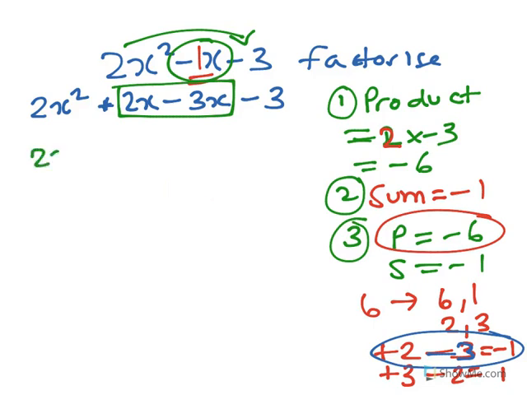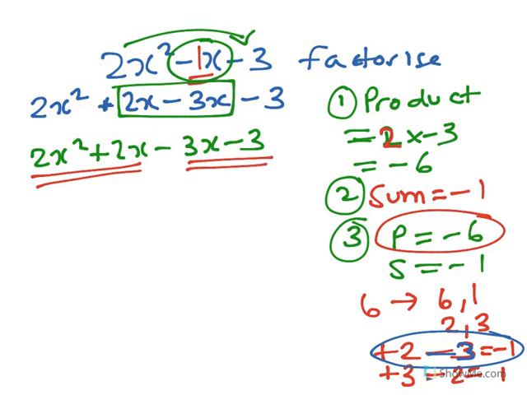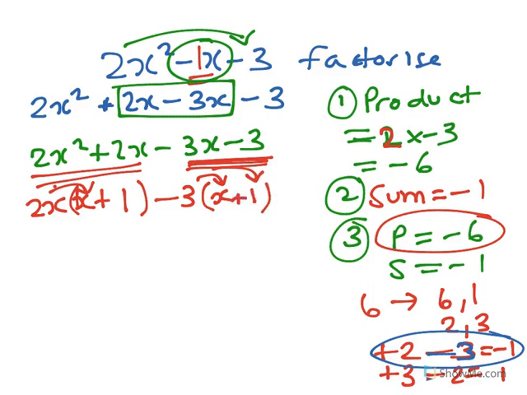Now, once you've got that, you look at what you've got there. This is actually just a double grouping question now. You've set it up so it's double grouping. If you put it into two pairs, the common factor there is 2x. 2x times what gives you 2x squared? x. 2x times what gives you 2x? 1. Then if you look at the minus 3x and minus 3, you take the minus 3 out. 3 times what gives you 3x? x. And 3 times 1 gives you 3.